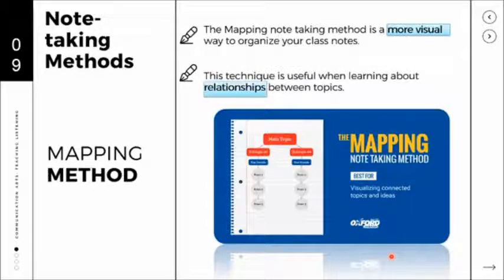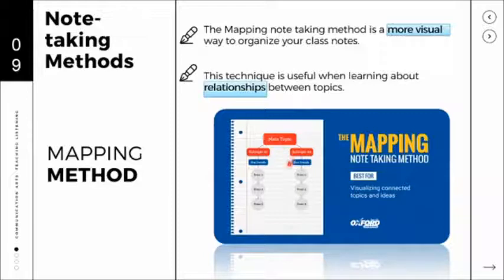The next method is what we call the mapping method. I would call this one the mind mapping method. The mapping note-taking method is a more visual way to organize your notes. So if you are a visual learner, this is good for you. This technique is useful when learning about relationships between topics. This is very useful for visual learners who struggle with studying from notes. And second, it helps you remember and connect relationships between topics.